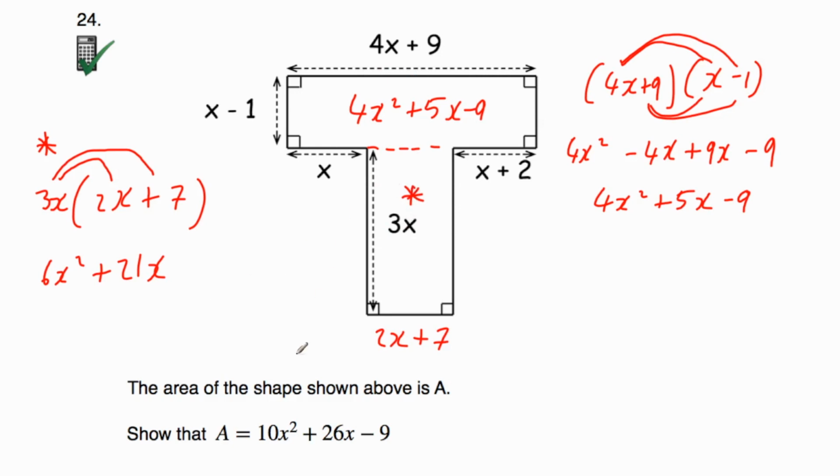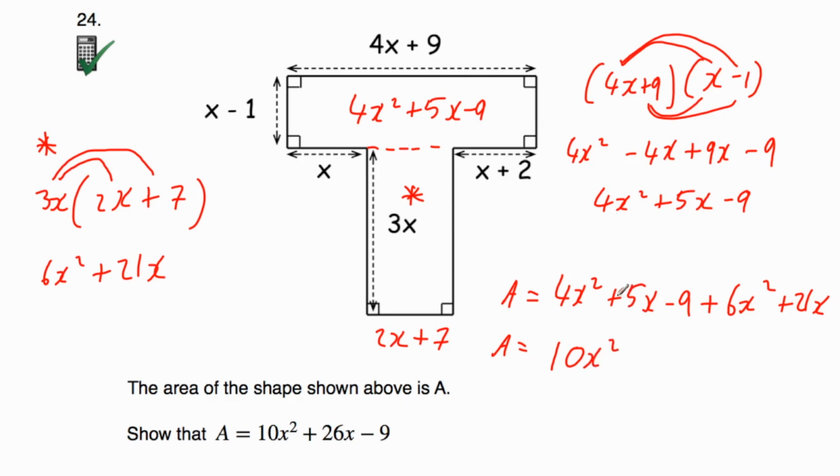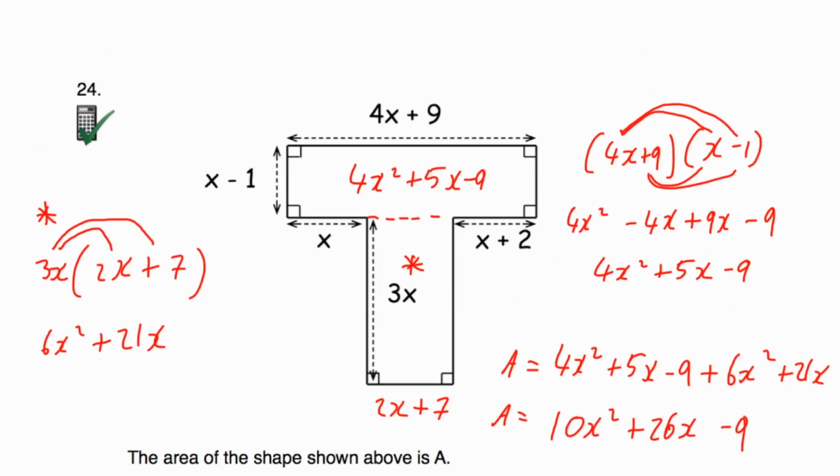So we now just need to add them together to get the area of the whole shape, which is capital A. So capital A is equal to this, which is 4x squared plus 5x minus 9, plus this, which is 6x squared plus 21x. And then if we collect our like terms, 4x squared plus 6x squared is 10x squared. Our x's, we've got 5x plus 21x, that's plus 26x. And then we've got our minus 9. And that's what we were asked to show, so we're done. So that is the area of that shape.